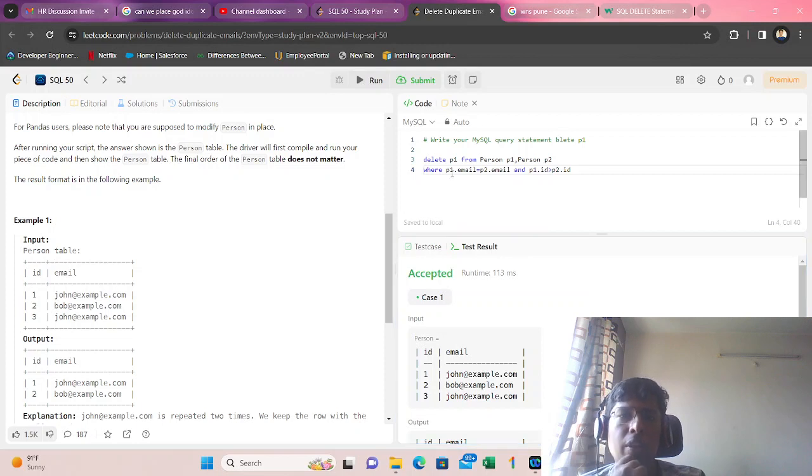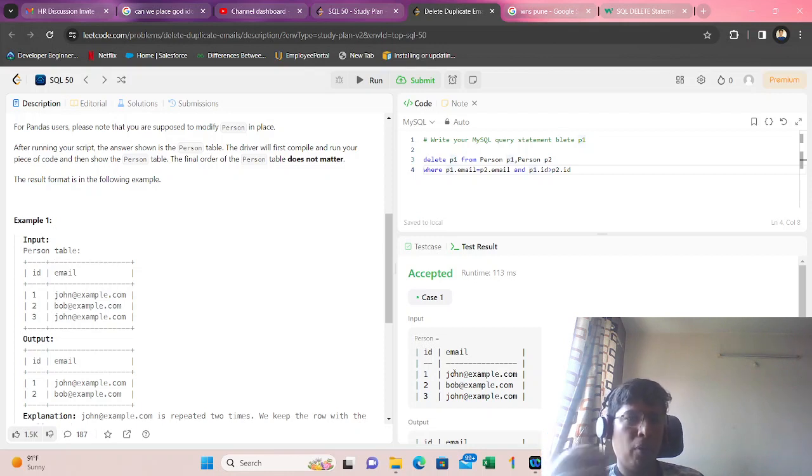Got it? Suppose these are the two tables in a self join. I have already told you, just take a notebook and draw two similar tables, then it would be easy for you to understand. It is comparing the emails and also checking that p1.id should be greater than p2.id, then it will delete. So for 1, this ID 1 is not greater than 3, so it will not delete this. But when it comes to 3 and it starts comparing with 1, it will see that this ID is greater than 1 and the email is also the same, then it will delete it and you will get your required answer.